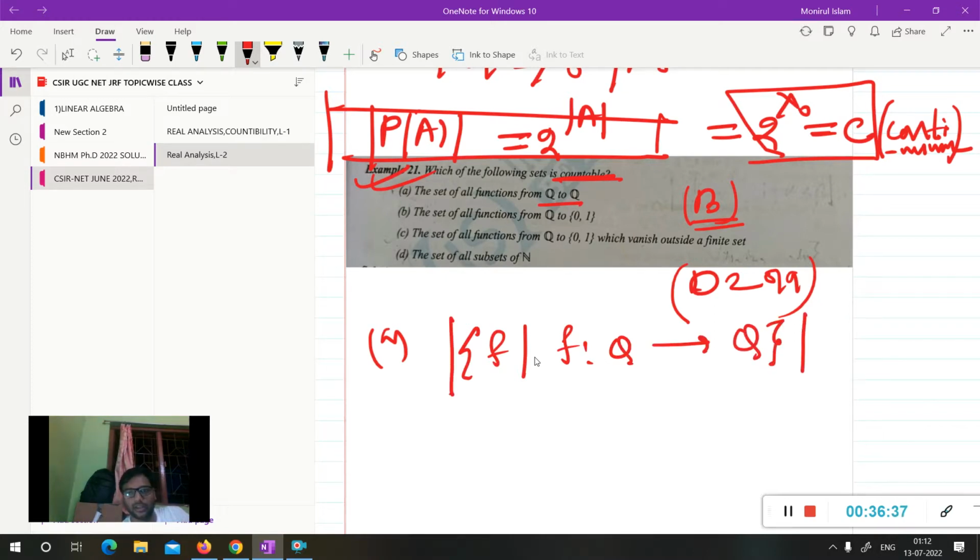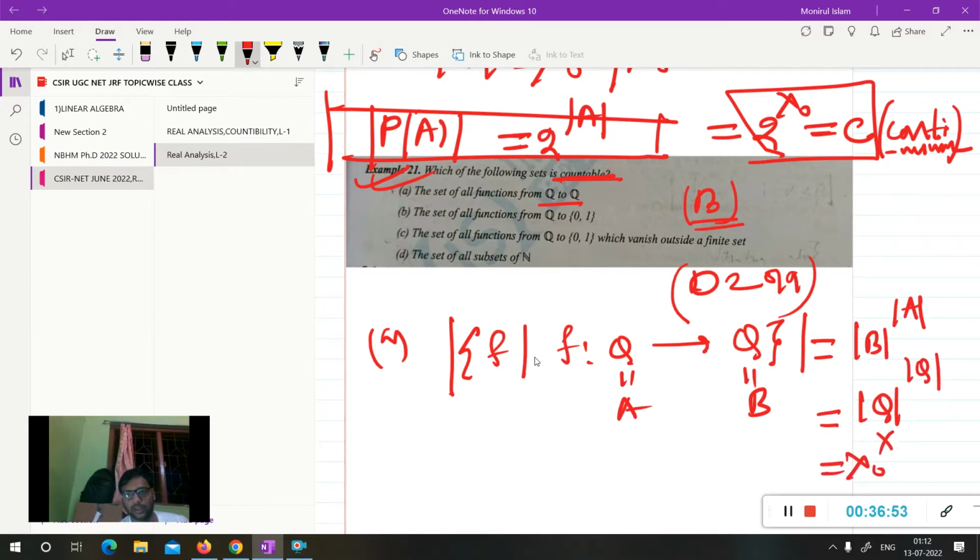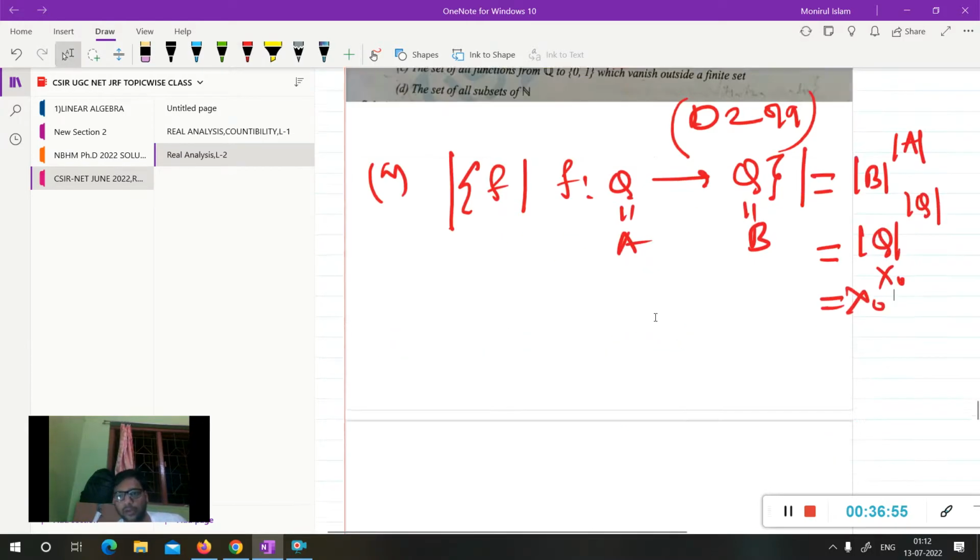They're asking its cardinality. What is cardinality? Now we all know the set of all functions from A to B: cardinality will be nothing but cardinality of B to the power cardinality of A. This is the formula I have written in the previous class. So cardinality of B means cardinality of Q, and cardinality of A is also the cardinality of Q. Cardinality is alif naught, so it is alif naught to the power alif naught.